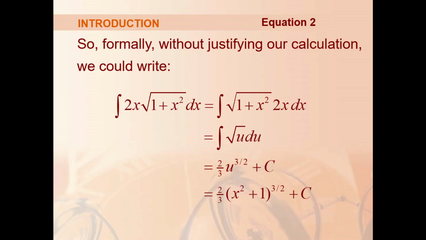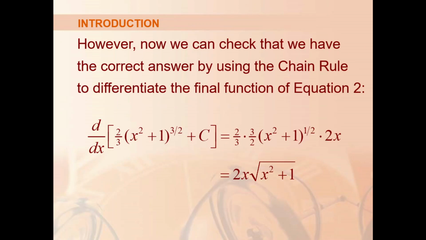We don't take the derivative of u, but we take the integral of it in the end. So let's take it to the front: the integral gives 2 over 3 u to the power 3 over 2, plus C. So let's write it as it was before, without u, where u is equal to 1 plus x squared: 2 over 3 times x squared plus 1 to the power of 3 over 2, plus C.